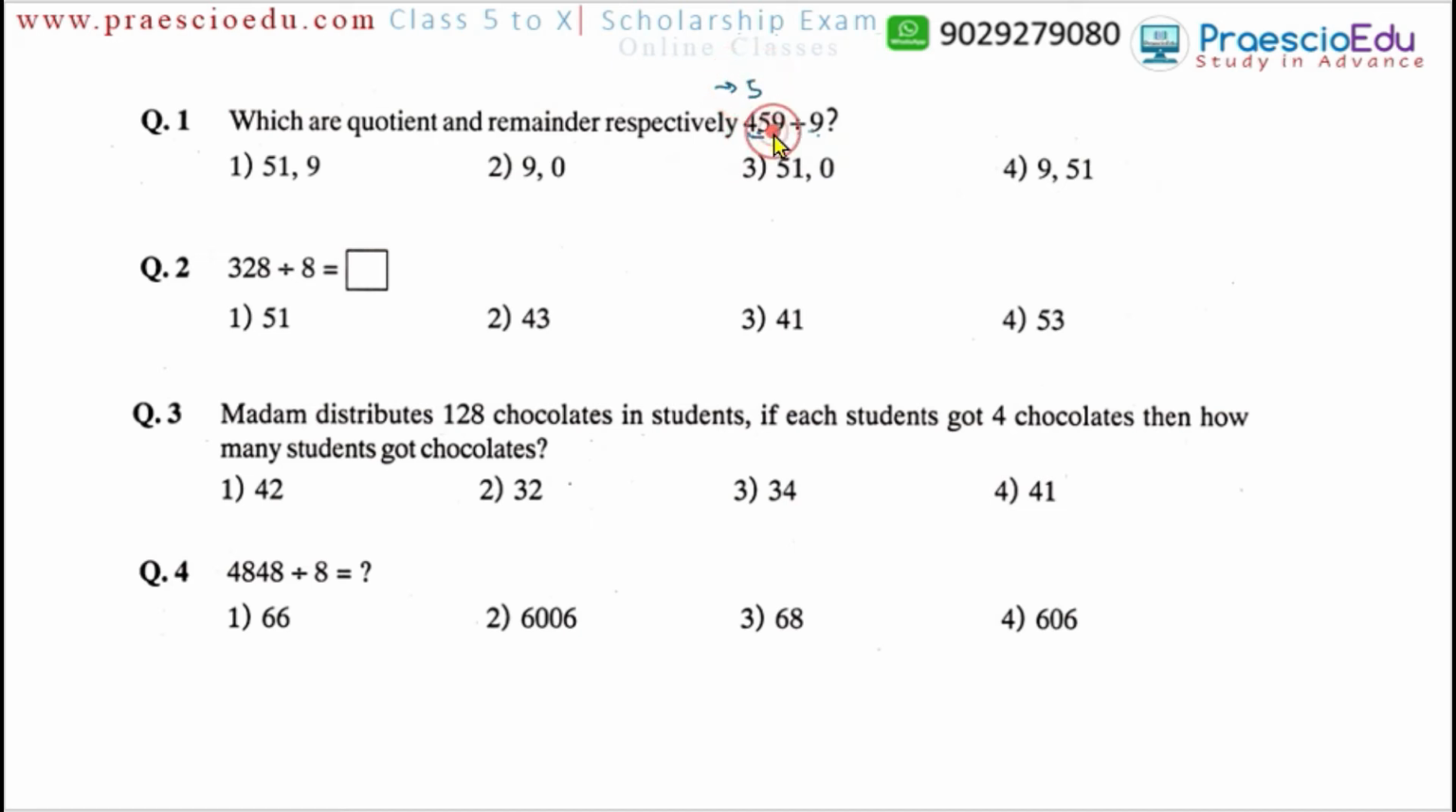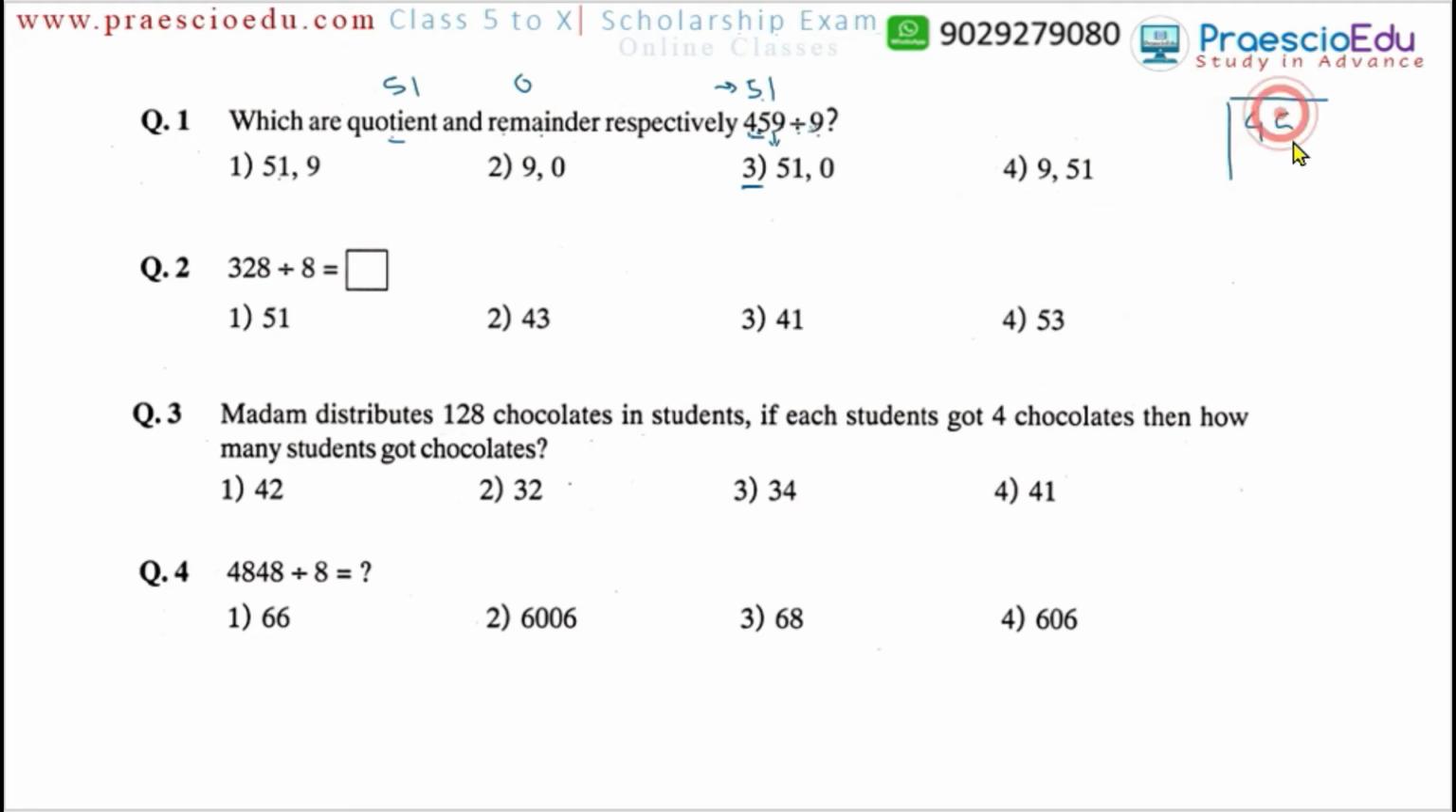After this we carry down the next digit, 9, which is divisible by 9. 9 ones are 9, so the answer is 51. The remainder is 0 because it is a complete division. So the quotient is 51 and the remainder is 0, and we have to give the answer respectively, in the same sequence: quotient and remainder. So 51 and 0 is option number 3.